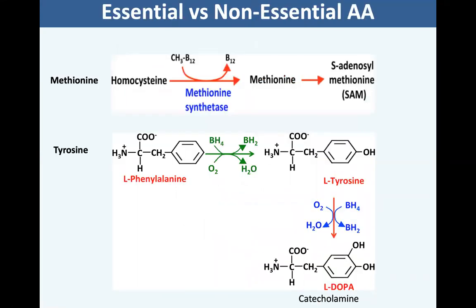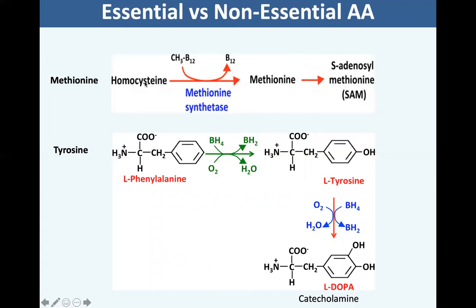Essential versus non-essential amino acids. Okay. So everyone talks about an essential versus a non-essential amino acid. I'm going to make an argument to you that it's not as clear cut as that. So let's take methionine, for example. Methionine is made in your body.